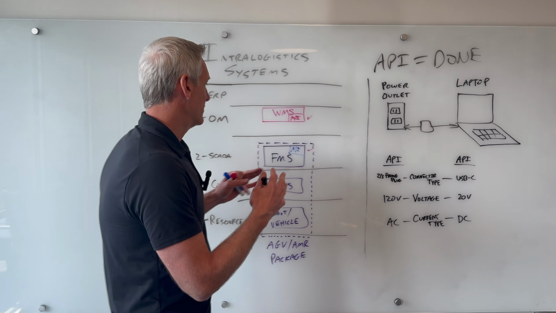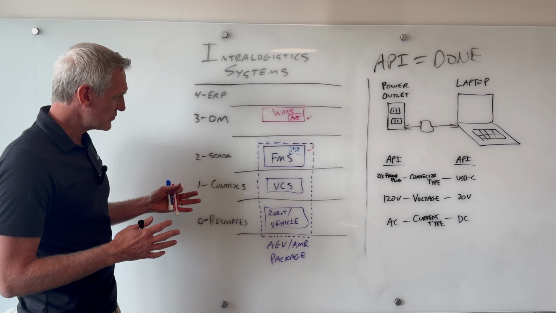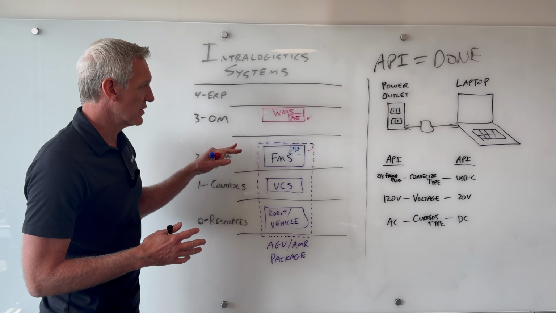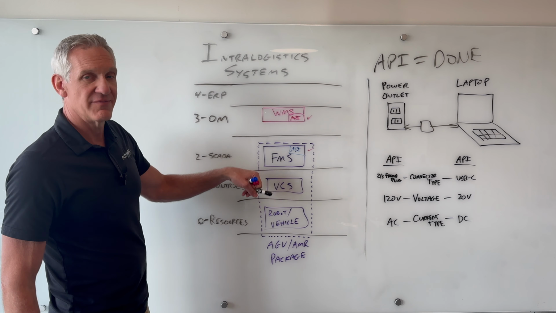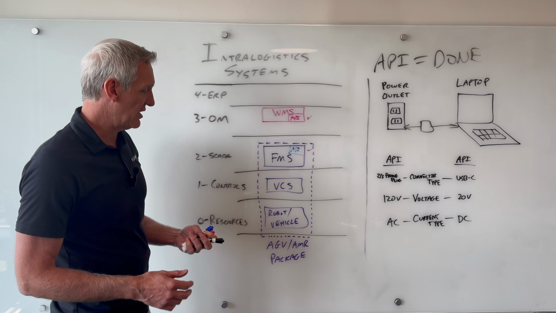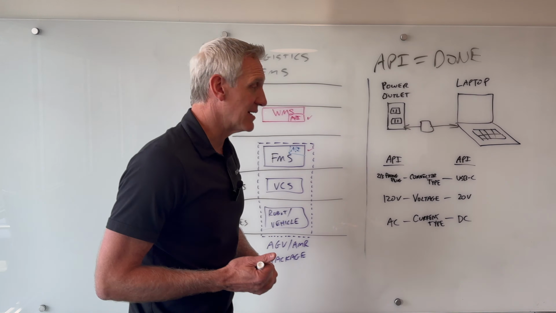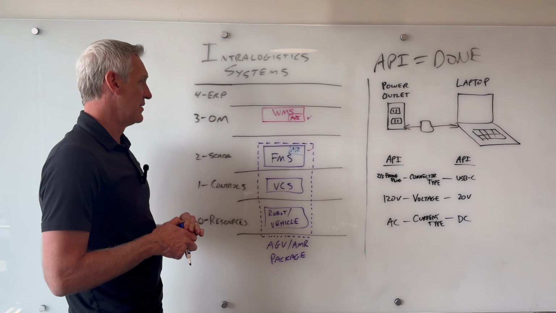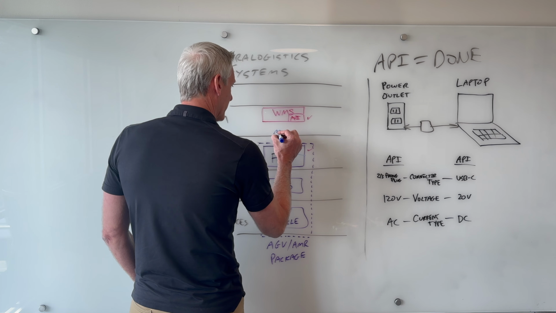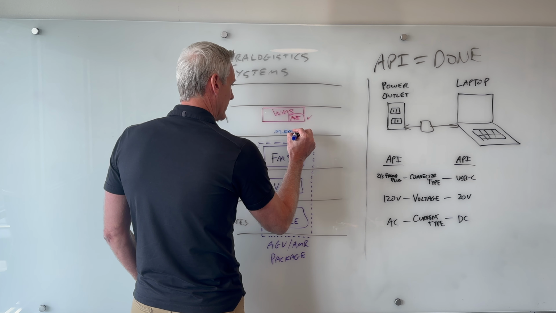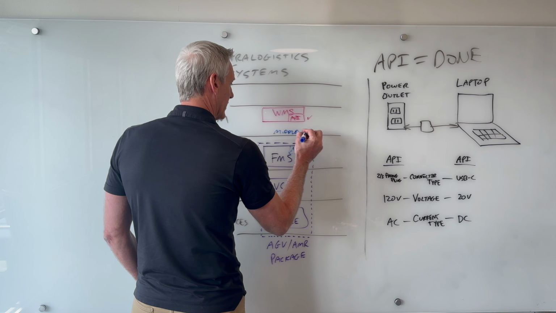So let's flip back over to our software side of the equation. These software systems work in a very similar manner. Just because you have an API does not mean you're going to be able to start talking between these systems. So you need something in the middle, just like our power adapter. And in software, we call this middleware.